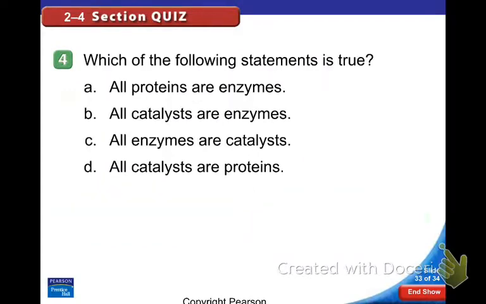And remember, pause if you want to take a second and answer these. Which of the following statements is true? All proteins are enzymes. All catalysts are enzymes. All enzymes are catalysts. All catalysts are proteins. This is hard, so take a second and read through all of your answer choices. All enzymes are catalysts. So there are some enzymes that are not proteins.